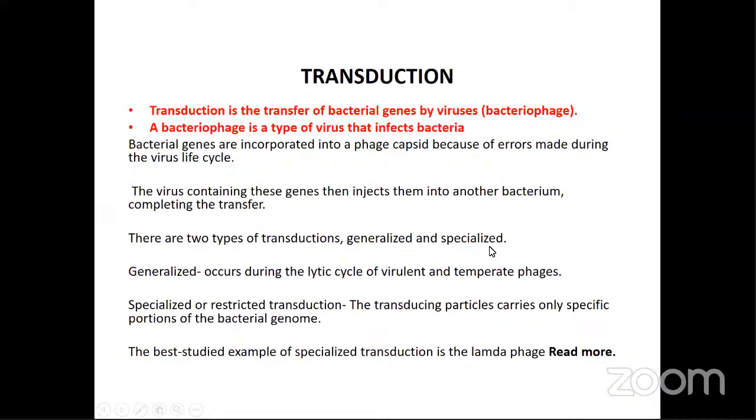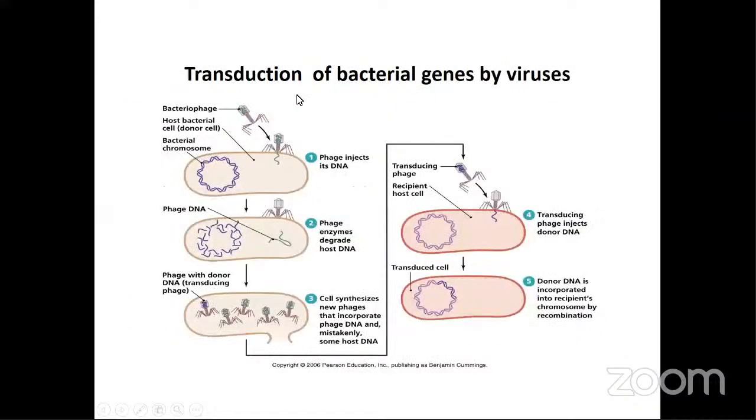So look at this transduction of bacterial genes by viruses. You can see viruses in the environment. This is their capsid. And you have the DNA inside their capsid here. These viruses are just in the environment. But unfortunately, there are bacteria also around that environment. So this bacterium, for example, now is the host bacterial cell that will donate its own DNA to the virus.